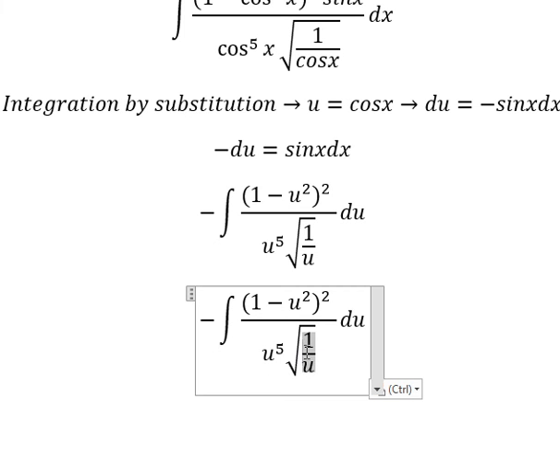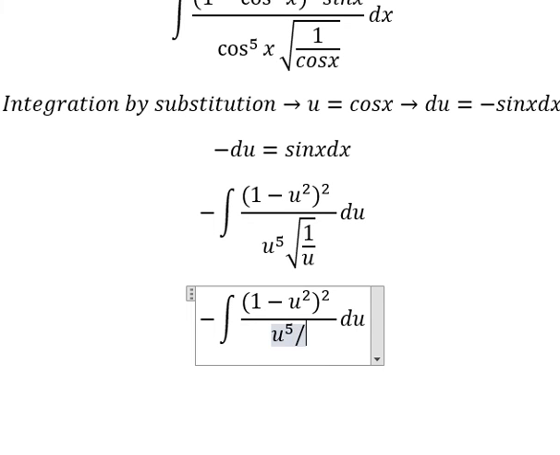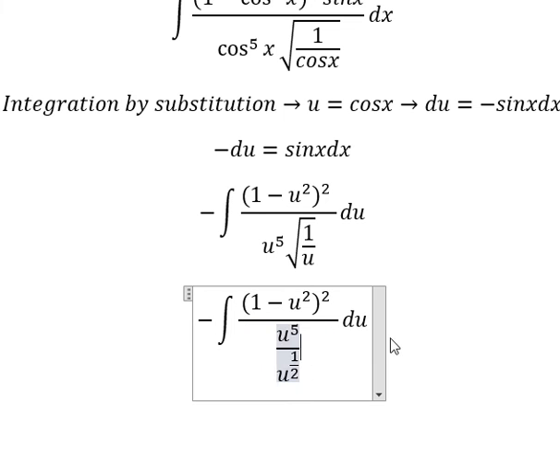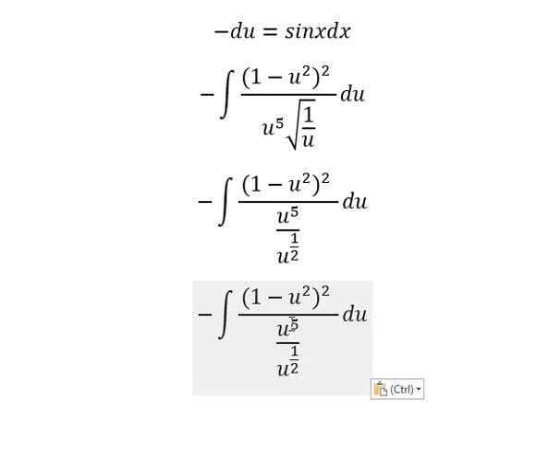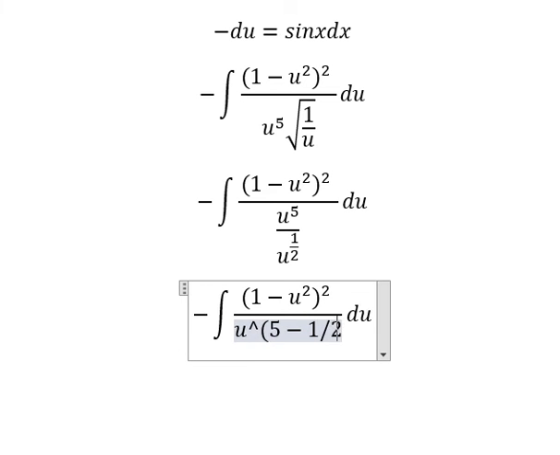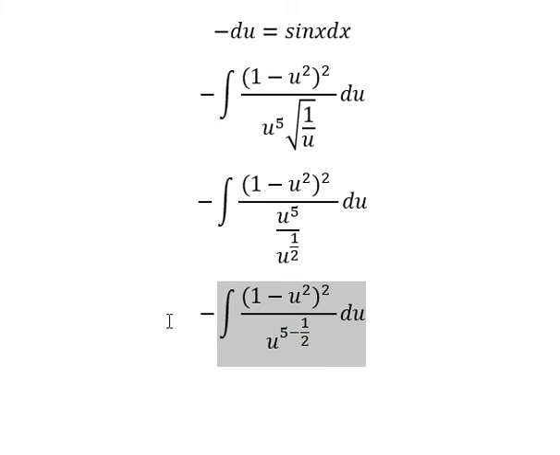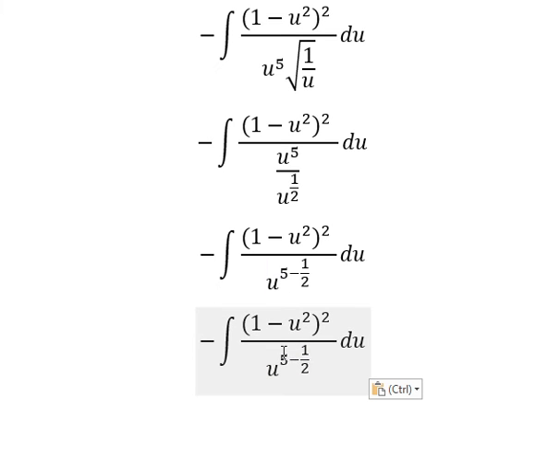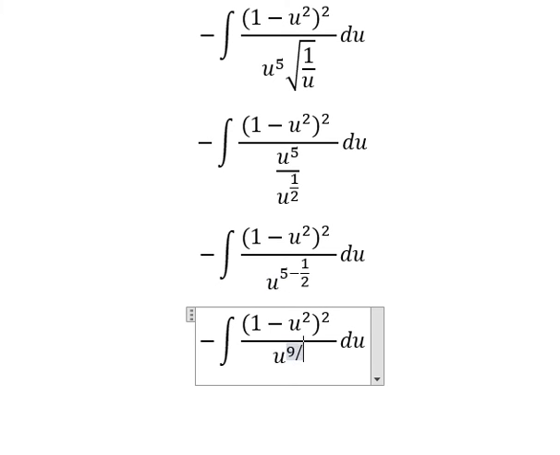We know that the square root of 1 over u is 1 over u to the power of 1 over 2. And we know that u to the power of 5 divided by u to the power of 1 over 2, we can write as u to the power of 5 minus 1 over 2. And this one, you will get 9 over 2.